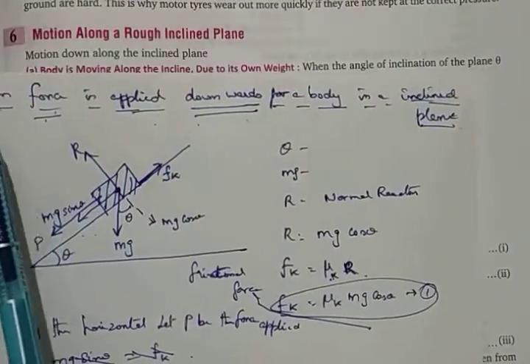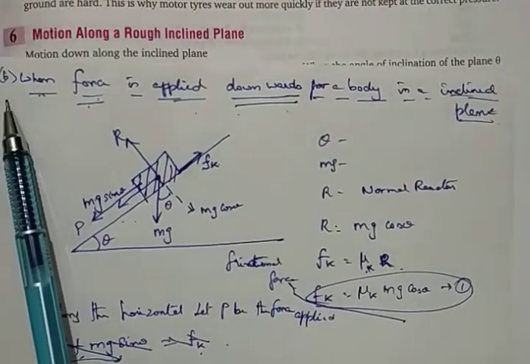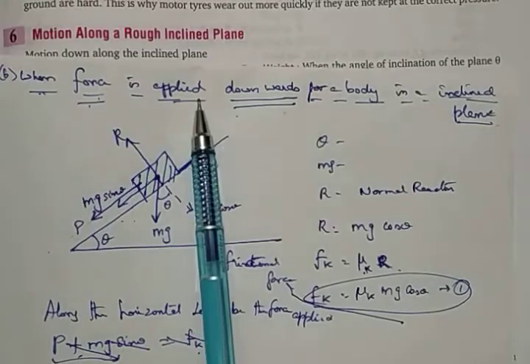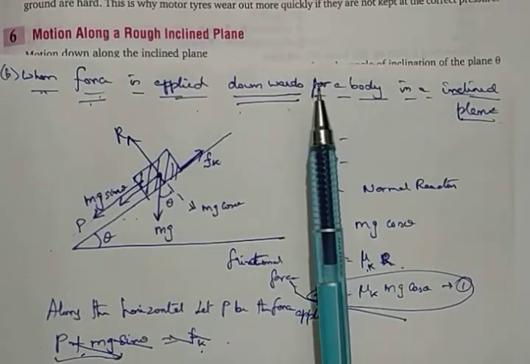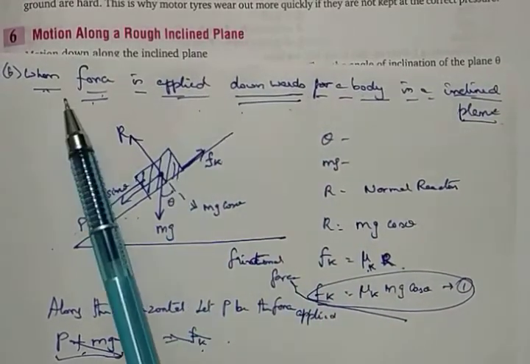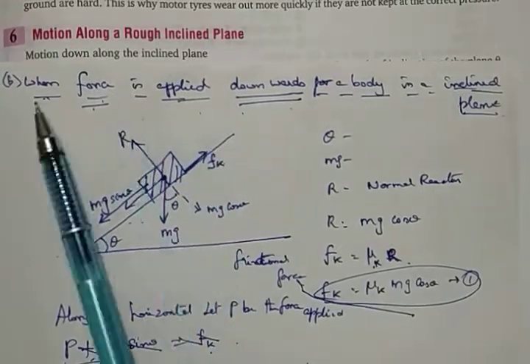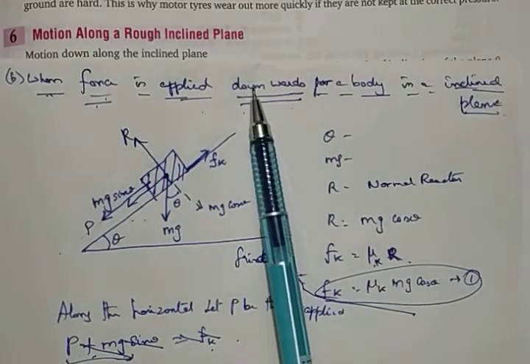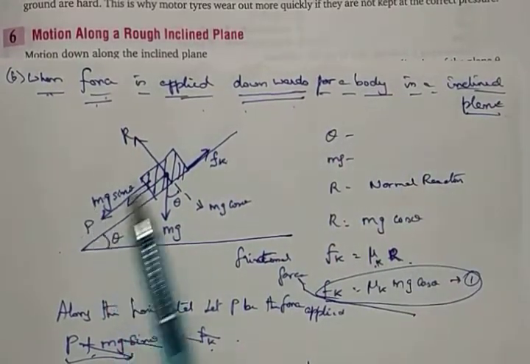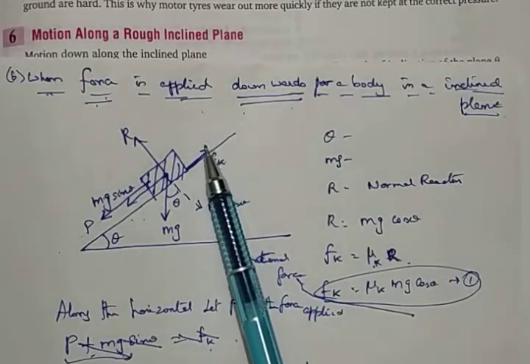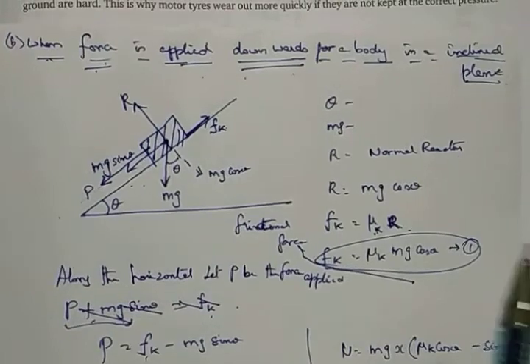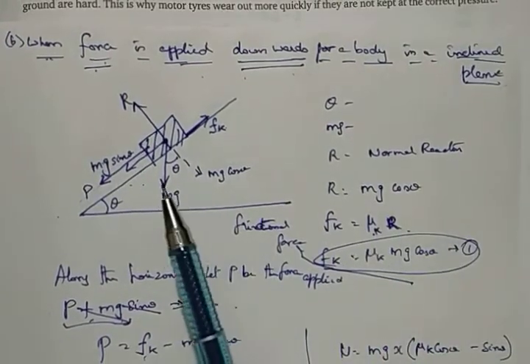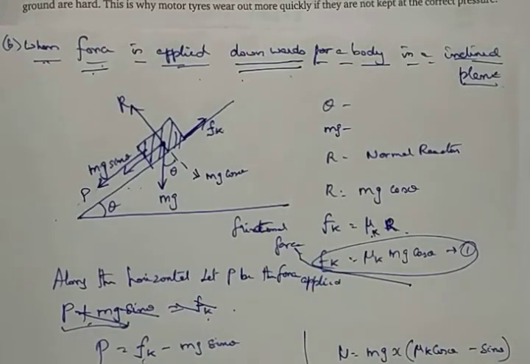Now look at this one, the C part of it. What is the C part? When the force is applied upwards for a body on an inclined plane. Now what you do is pause the video and draw a diagram with another topic. Write the topic, upwards, and instead of P down here, you're going to put it up here. Draw this diagram and try to derive it yourself. Go ahead quickly. Now pause it. Make the diagram and do it.